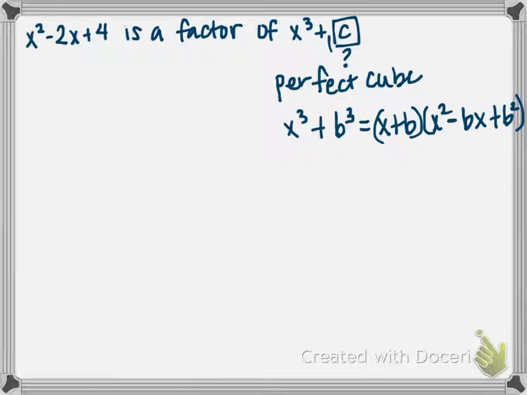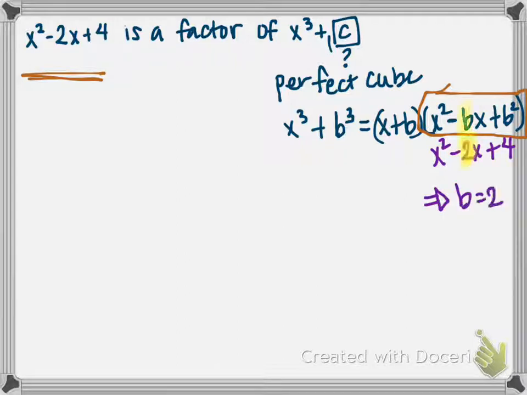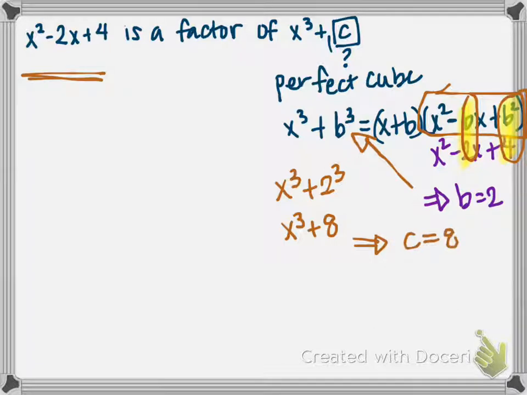One of the pieces is x plus b, and the other piece is x squared minus bx plus b squared, which this right here looks exactly like over here, right? So I write that right underneath, and it matches perfectly. So therefore, b is 2. See how these two match up, and b squared is 4. Since now I know that b is 2, I can write x cubed plus 2 cubed, which is 8, right? And so therefore I'm saying that c is 8. That's pretty much it. All right.